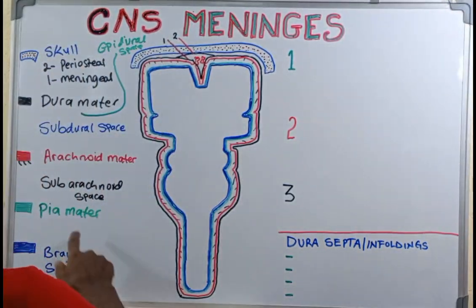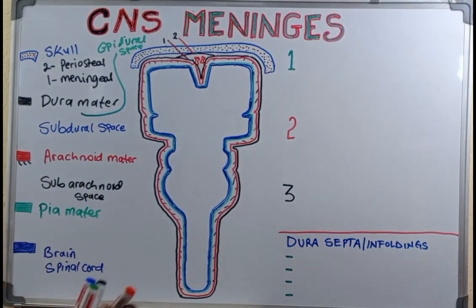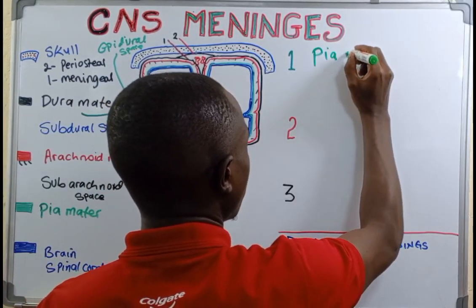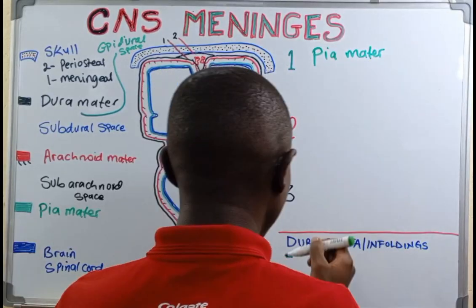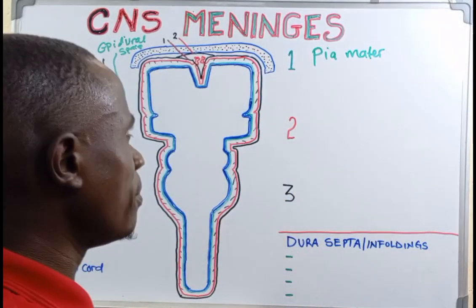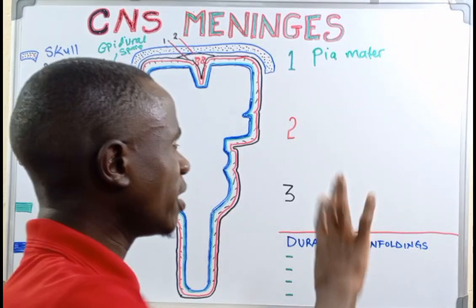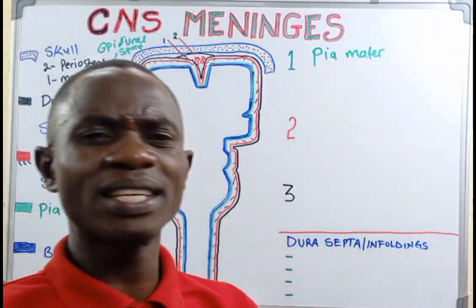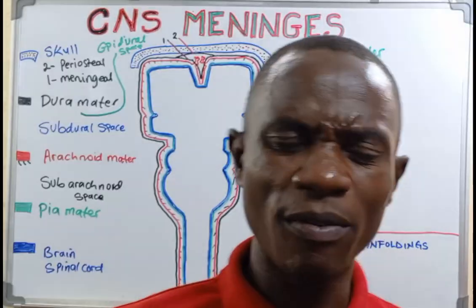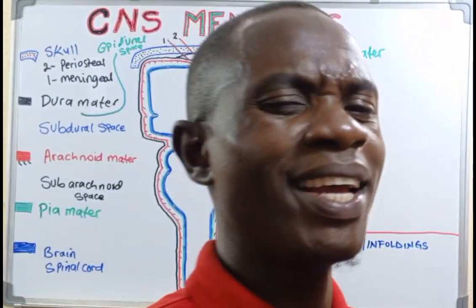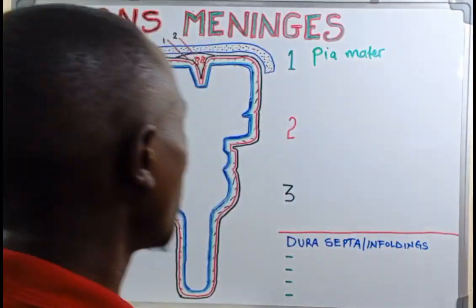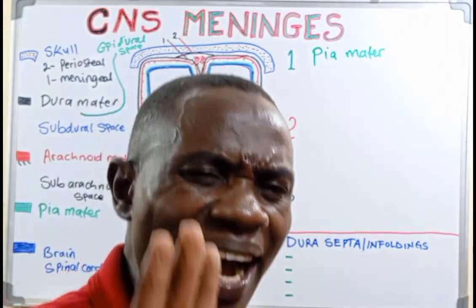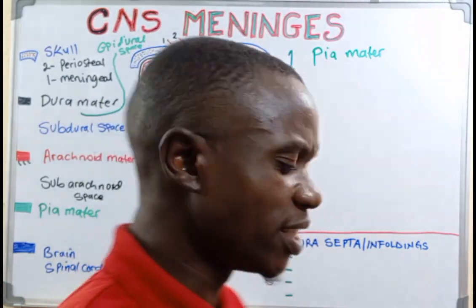Okay, we have said that the first layer inside is what we call the pia matter. The word pia means soft, and matter means mother. So pia matter means it is the soft mother which is going to be taking care of the brain and the spinal cord. It is another beautiful thing. So now this pia matter is a very thin, delicate, highly vascularized meningeal layer.